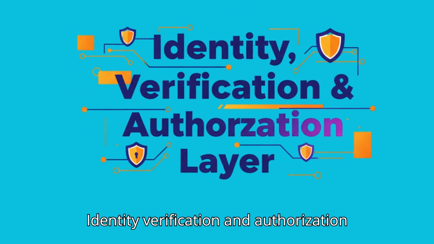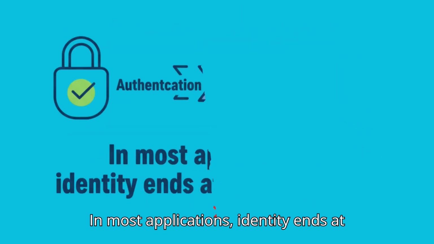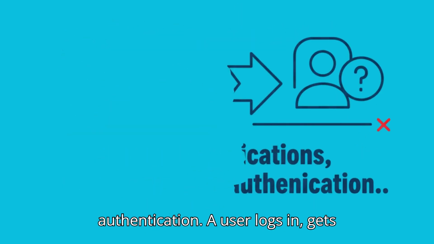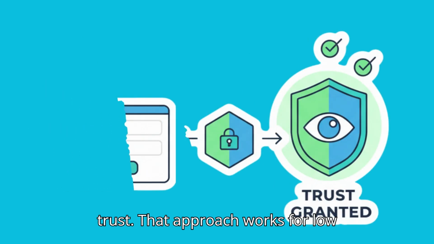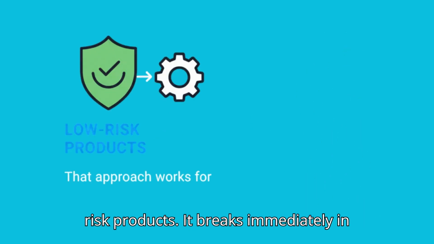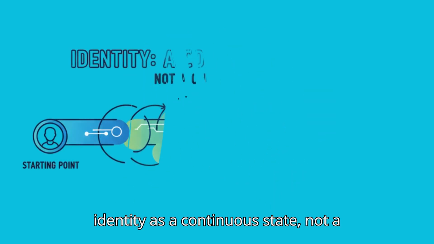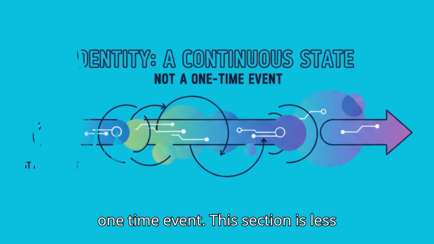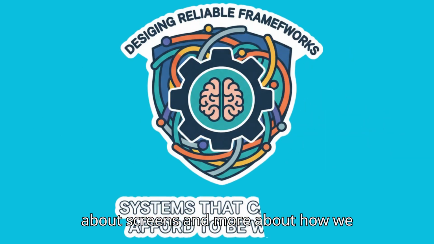Identity, verification, and authorization layer: engineering trust, not just login. In most applications, identity ends at authentication. A user logs in, gets a token, and the system assumes trust. That approach works for low-risk products. It breaks immediately in platforms where actions have real consequences. So one of the earliest decisions we made here was to treat identity as a continuous state, not a one-time event. This section is less about screens and more about how we design systems that cannot afford to be wrong.